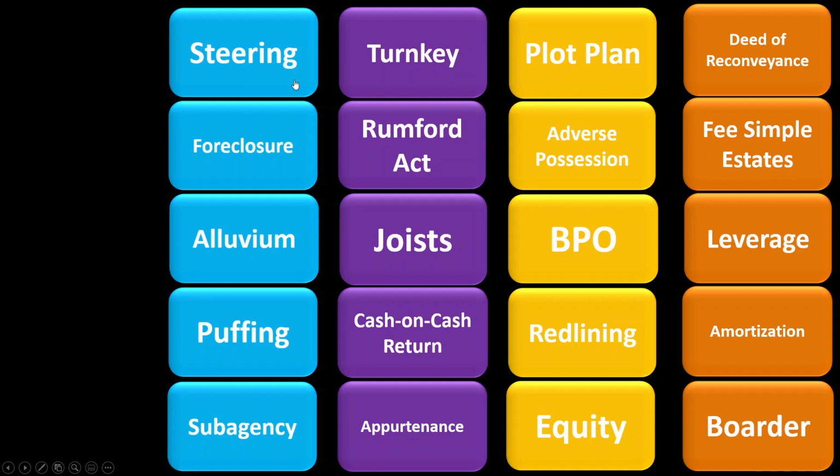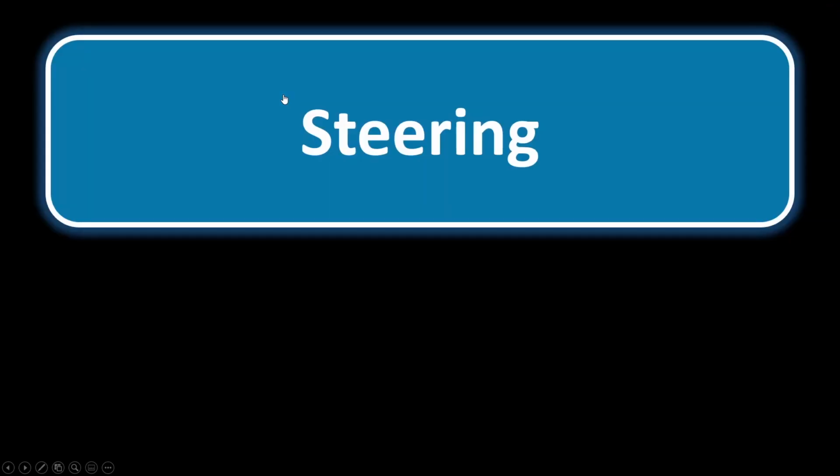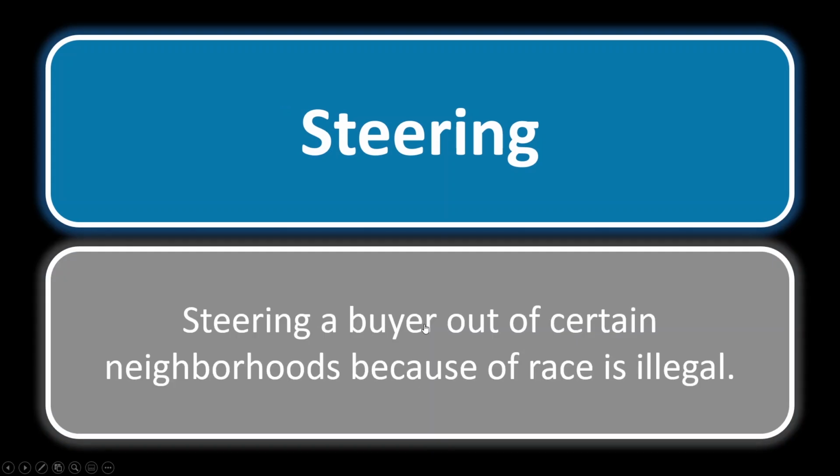Let's move on to steering. This deals with fair housing. The best way I always like to explain steering is that you as an agent, for instance, are in your car and you have the steering wheel and you are steering people to different areas because of race. So steering a buyer out of certain neighborhoods because of race is illegal. You are not allowed to do that.